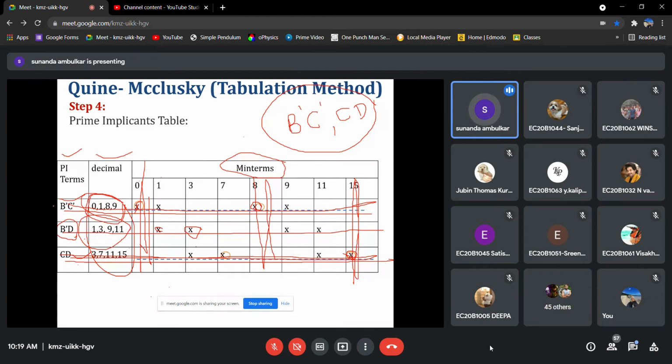Okay, so the minimized expression will be b dash c dash plus cd. Clear?